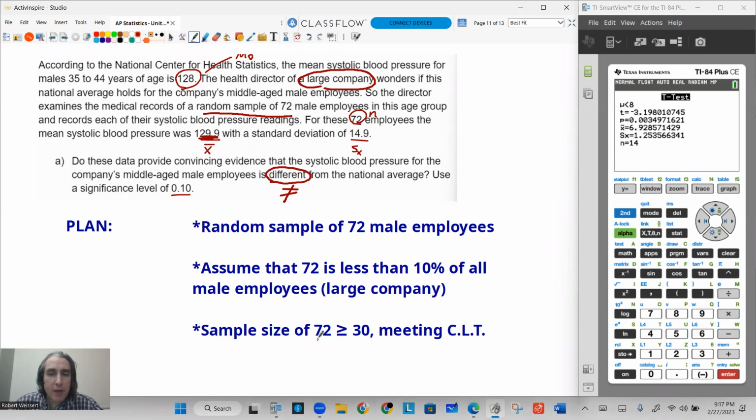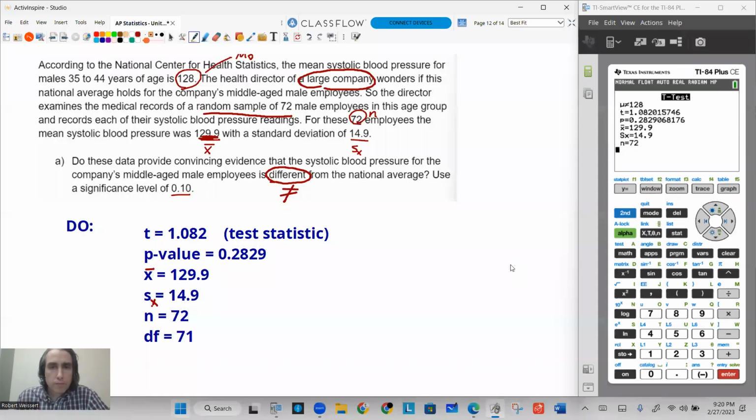And our sample size is so large that it's going to meet the central limit theorem because it's greater than or equal to 30. So we don't have to plot the data points, even though we weren't told that the data itself is normal. All right, go ahead and run the test, and we'll check our t and our p-value. Pause the video, try it on your own.